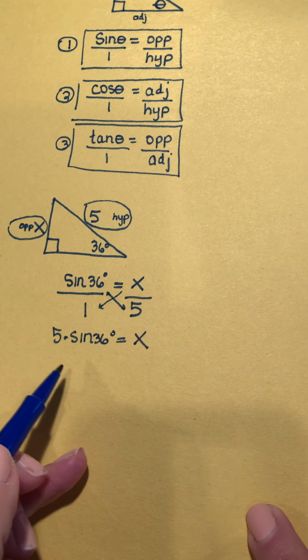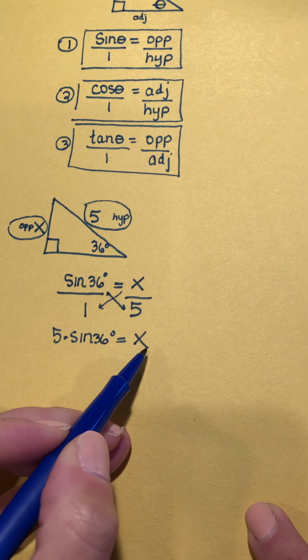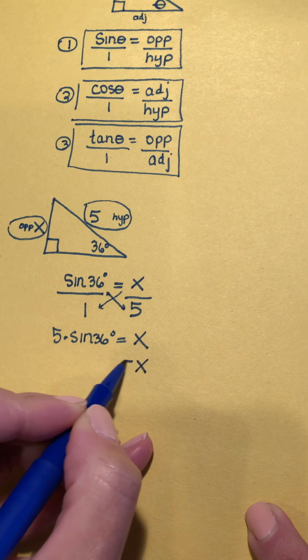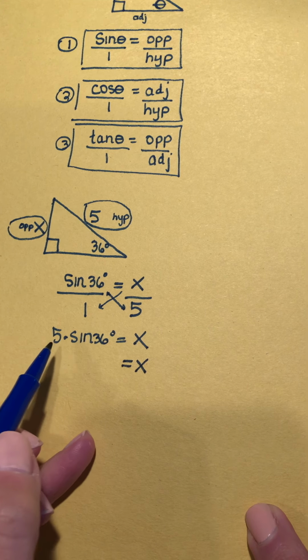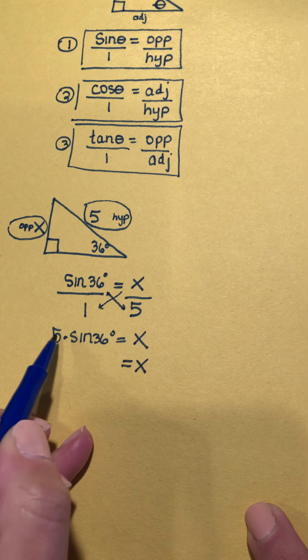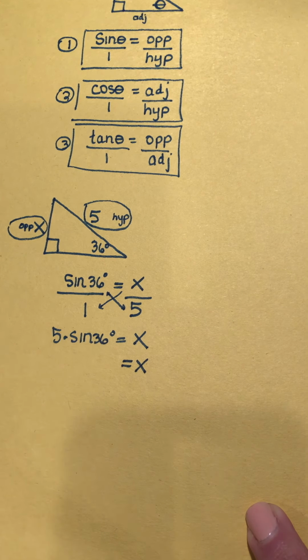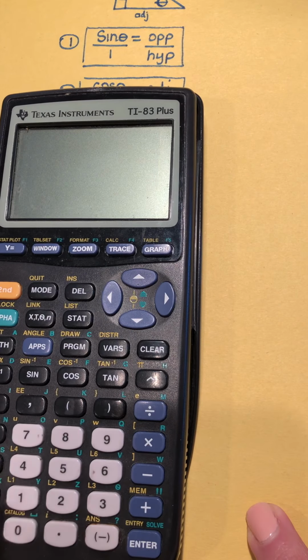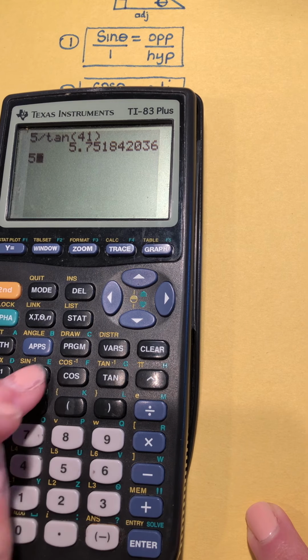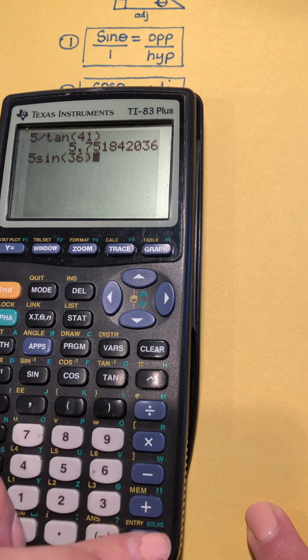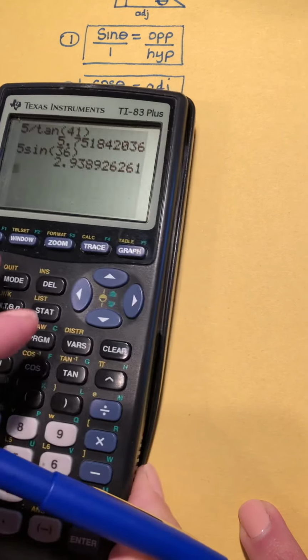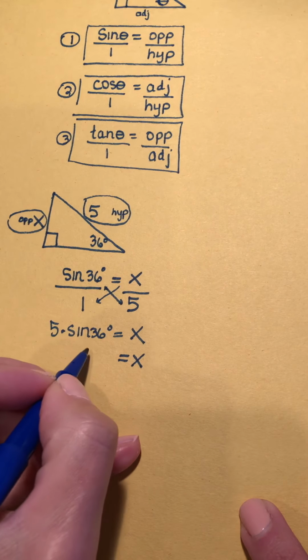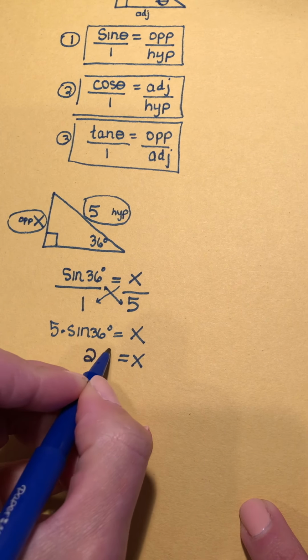Okay, now I'm lucky in this case. X is already by itself. So to get x, I just need to type into my computer calculator or regular calculator 5 times the sine of 36 degrees. And again, let's show you what that looks like. Okay, so 5 times the sine of 36 degrees, that's going to be 2.9. And I really don't care how you round. I will accept a wide variety of answers.